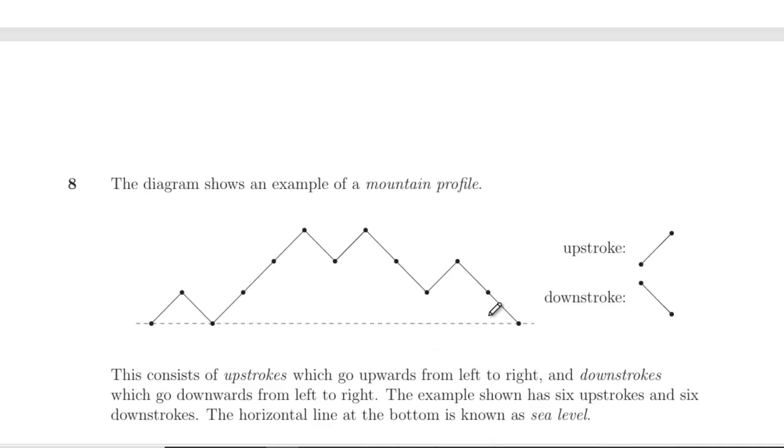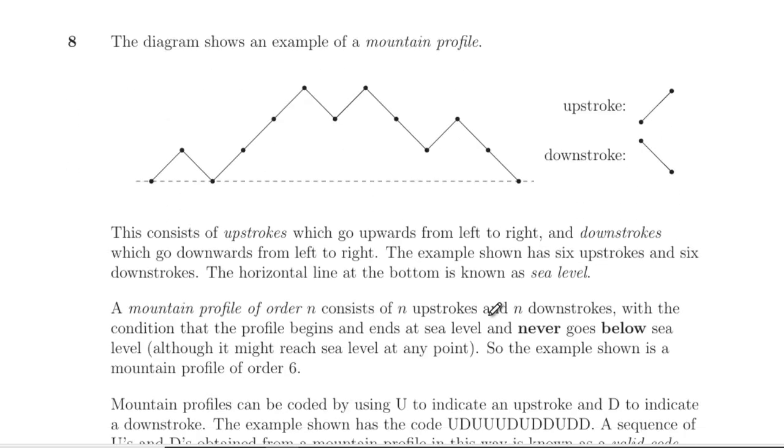Cool. Question 8. The diagram shows an example of a mountain profile. Upstrokes go upwards from left to right, downstrokes go downwards from left to right. 6 ups, 6 downs. The horizontal line at the bottom is sea level, fair enough. A mountain profile of order n consists of n upstrokes and n downstrokes, with the condition that the profile begins and ends at sea level, never goes below sea level, although it might reach sea level at any point, as it does here for that bit. The example shown is a mountain profile of order 6, so 6 up, 6 down.